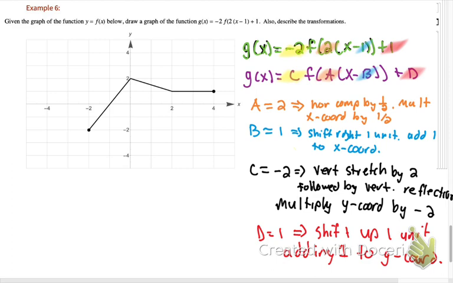So horizontal compression by 1/2 because A is 2, so we multiply x coordinates by 1/2. B is 1, shifting right 1 unit is the same as adding 1 to x coordinates. C is equal to -2, vertical stretch by a factor of 2, followed by a vertical reflection because it's negative. But in terms of coordinates, sorry, we multiply the y coordinates by -2. That's an outside change. Capital D is 1, shifting up 1 unit, adding 1 to the y coordinates.